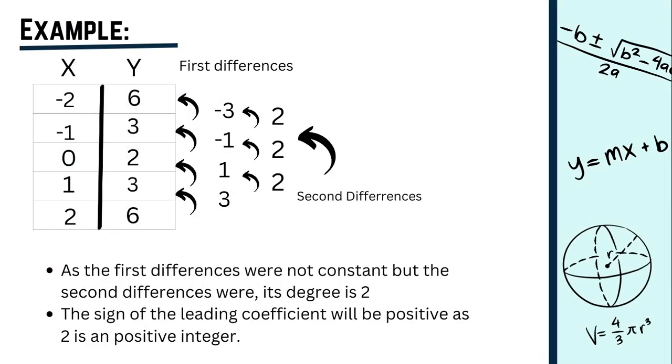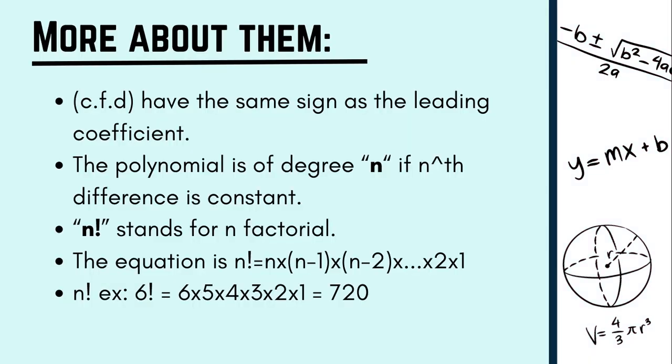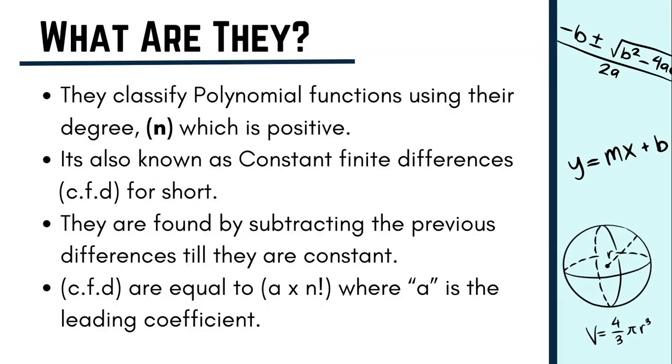We have a table of values example to find our constant finite differences, where our x values are negative 2, negative 1, 0, 1, and 2, and y values are 6, 3, 2, 3, 6. Like I said previously, to calculate our differences, we find them by subtracting the previous differences until they are all constant.